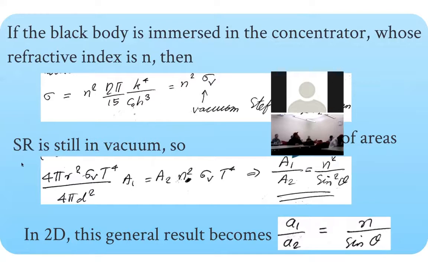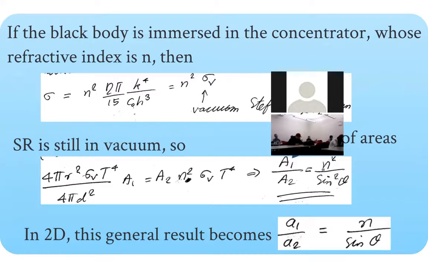But keep in mind our source is still in vacuum, so we can substitute all the equations. Now sigma becomes sigma v because of vacuum, so that's our source, which is the flux reaching the entrance aperture of the concentrator, and this is what's leaving the concentrator because of the black body of the receiver. And you get a simple expression here: a1 over a2, which is our concentration factor, is now n squared divided by sine squared theta. So instead of just having 1 over sine squared theta, now you have an n squared term in the numerator, which is very important, right?